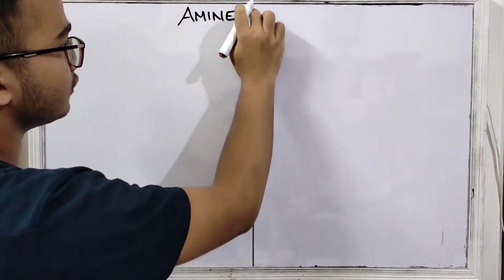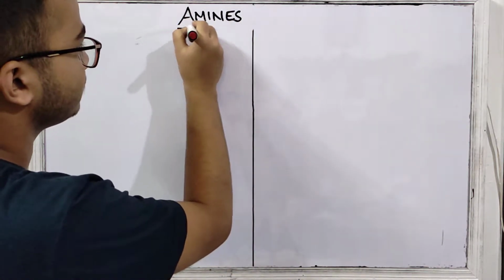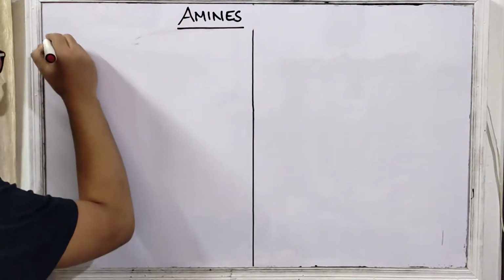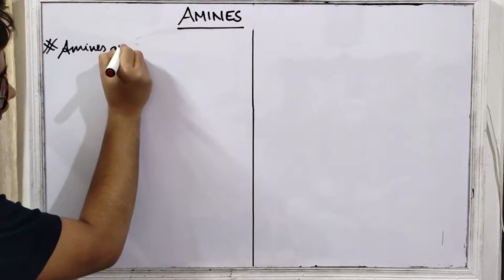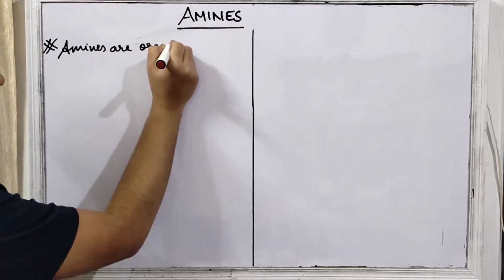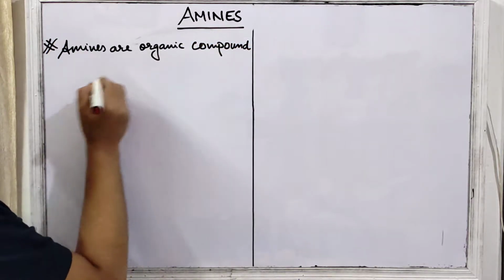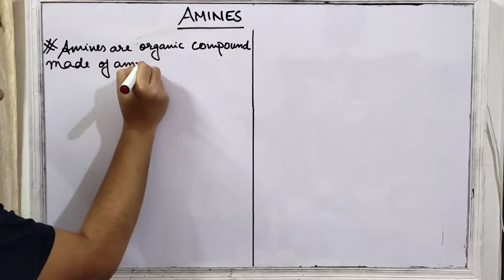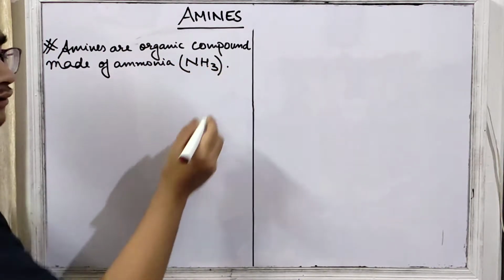Okay. So what are amines? In your book you will find the chapter name is nitrogenous compounds and amines. Amines are organic compounds made of ammonia. Ammonia is NH3. So any organic compound which is made up of ammonia is called an amine.